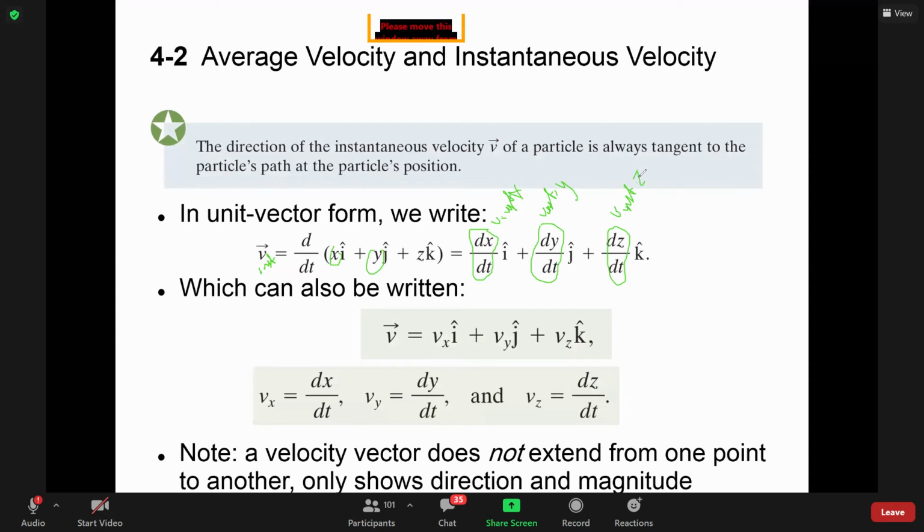Y will yield Vy, Z will yield Vz, and so on. So V instantaneous can be written as Vx, instantaneous velocity along the x i hat, Vy j hat, and Vz k hat. And if you want to make it more clear, Vx equals dx by dt, Vy is dy by dt, a vector representation. I'll tell you what's the benefit.